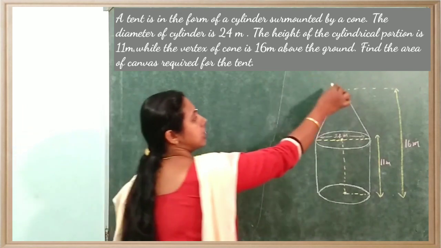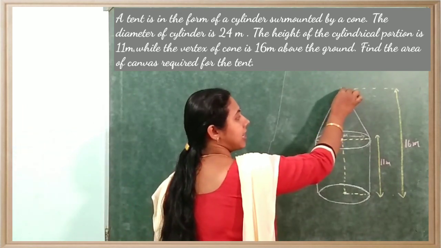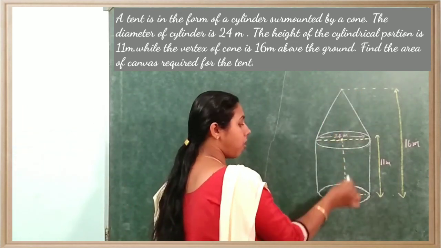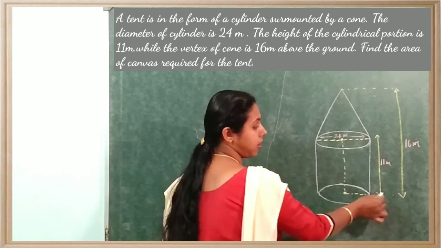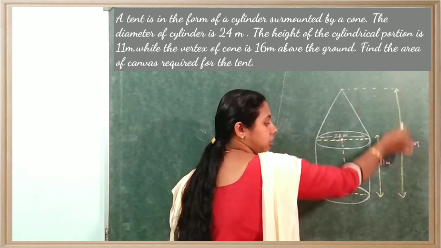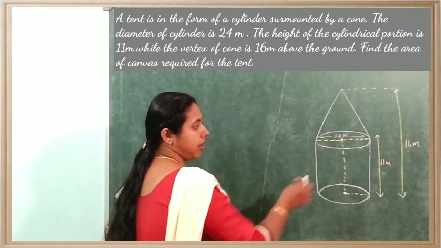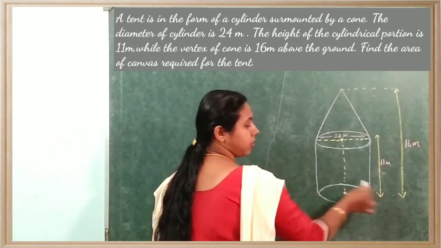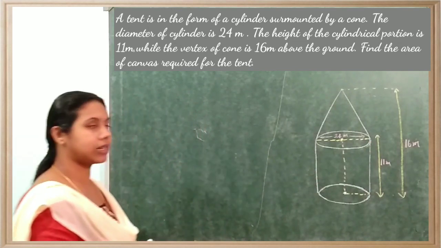So this is the vertex of the cone. That vertex is 16 meter above the ground. This is the ground level. So above the ground it is 16 meter. That is the whole length of the tent. And it's given for you the length, or height, of the cylindrical portion.